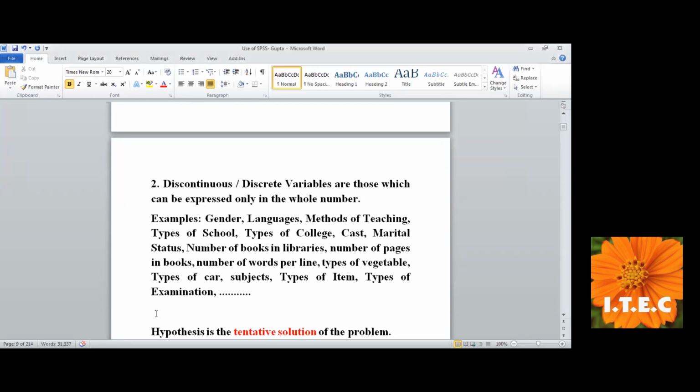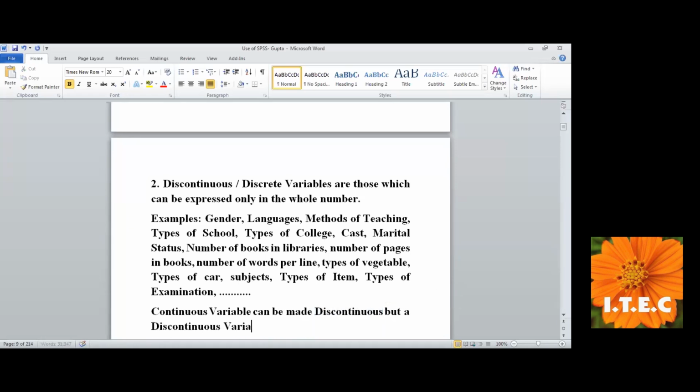Now you should understand this. Now a continuous variable can be made discontinuous, but a discontinuous variable cannot be made continuous.